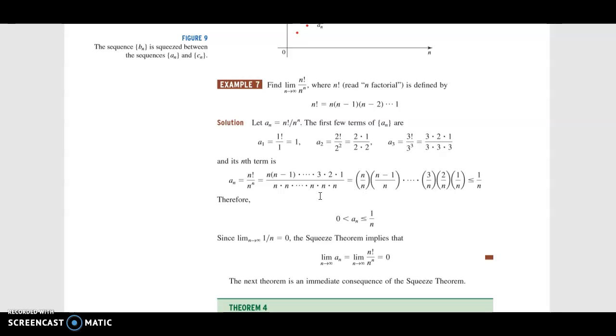Using that, this is always greater than or equal to 0. So 0 is strictly less than an, less than or equal to 1 by n, so the limit is 0. Here 0 strictly less than means this cannot be 0, and factorial is always positive. Positive means strictly greater than 0.